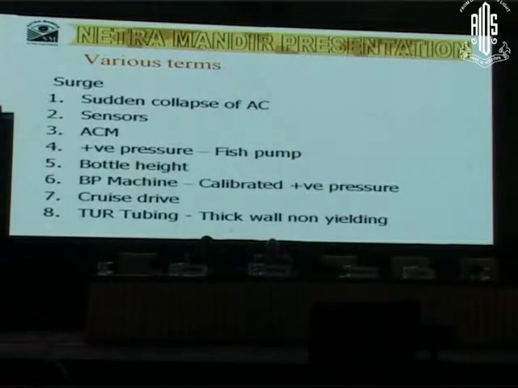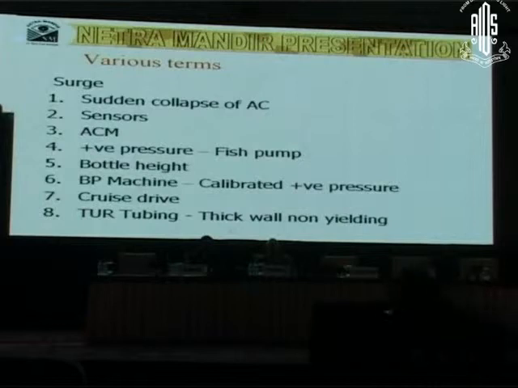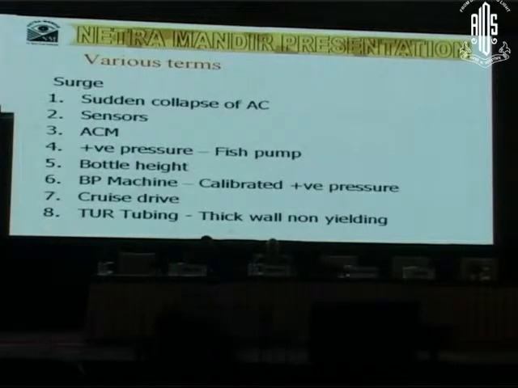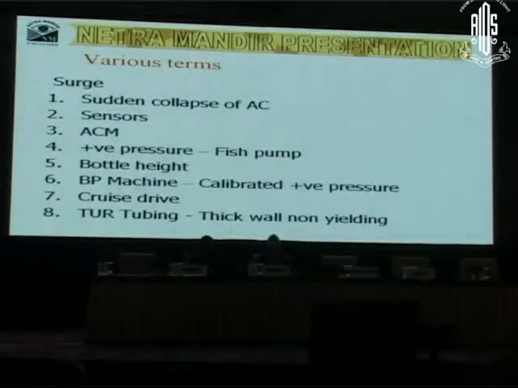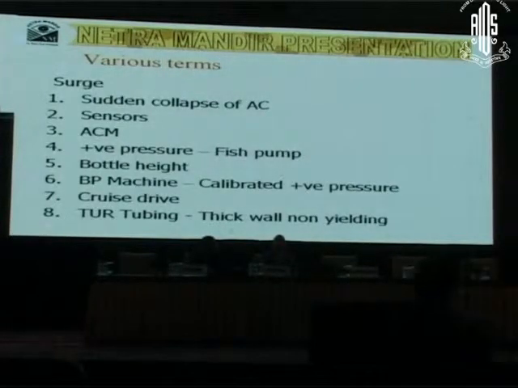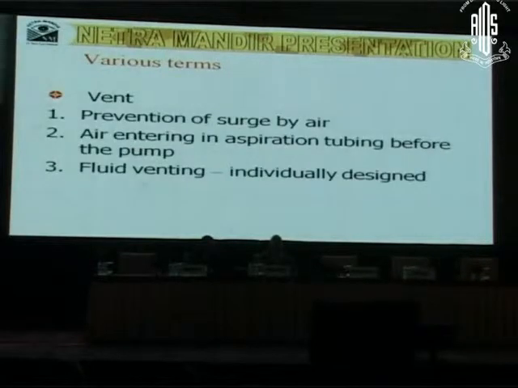Surge is one of the important factors during phacoemulsification because all surgeons get scared of surge occurring suddenly, because that is one factor which can easily lead to posterior capsule rupture. There are many factors which can help you prevent the surge, like a higher end machine with sensors, anterior chamber maintainer, positive pressure, by fish pump or by the machine, by bottle height, by BP machine which you can try. There is something like cruise drive, and the tubing which you use is also important.